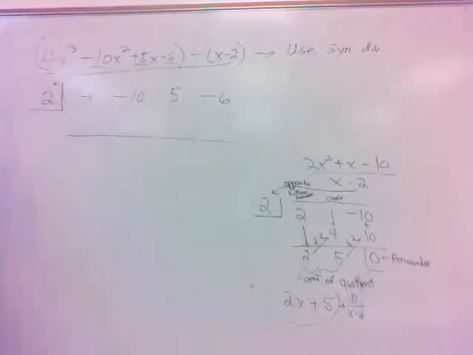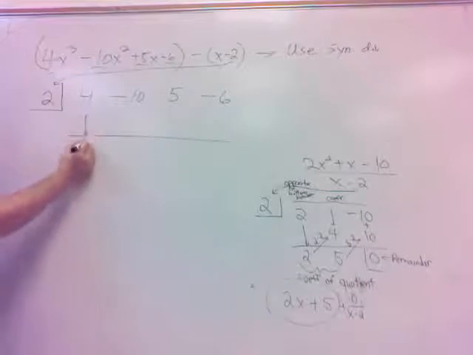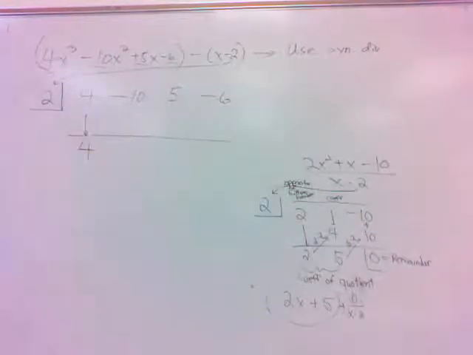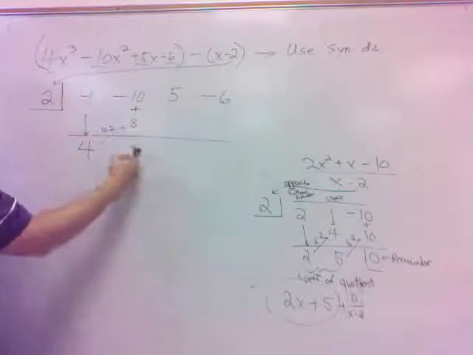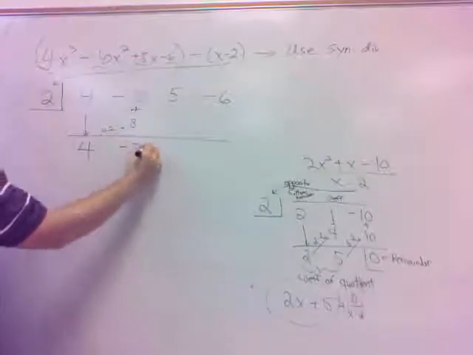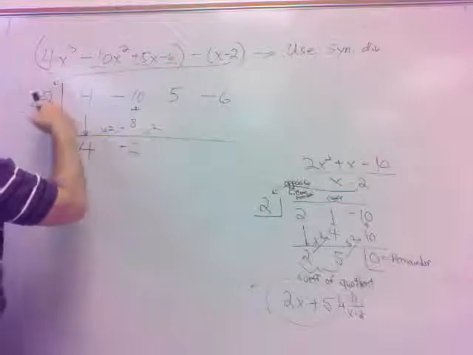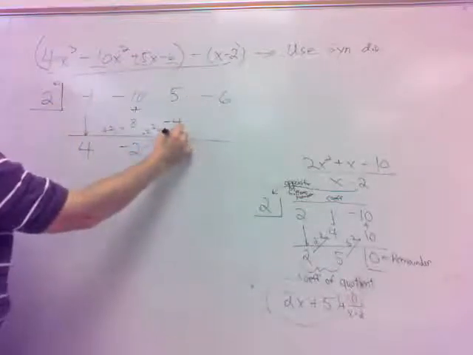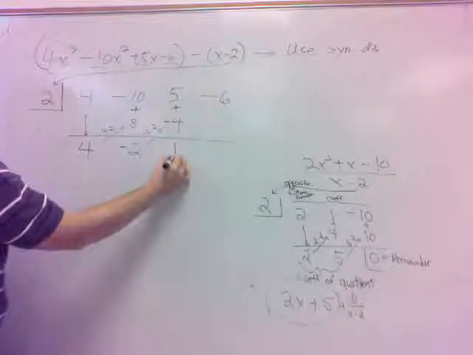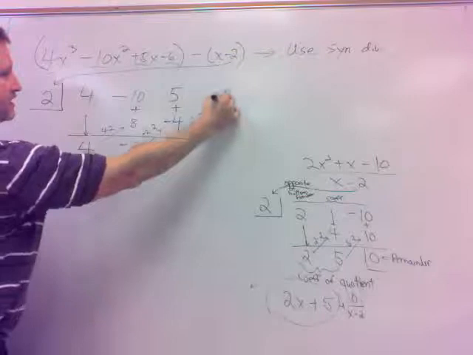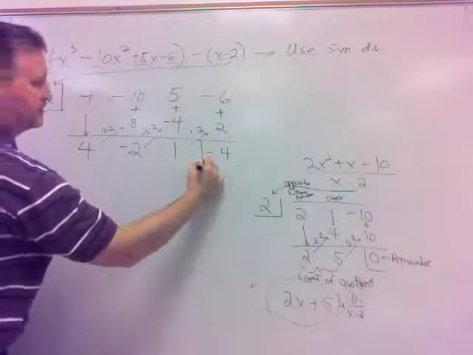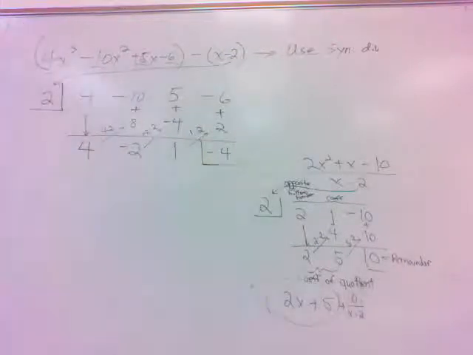Skip a row and then draw a line. And to get it started, this number just comes below the line. Just comes down. And then you just multiply diagonal here. 4 times 2 gives me 8. And then add vertical, negative 10 plus 8 is negative 2. Then do it again. Take the negative 2 times the 2, the number in the box, that'll be negative 4. Add the 5 plus the negative 4, that's 1. 1 times 2 gives me 2. Add negative 6 plus 2 is negative 4. Bracket that one off because that is what? Remainder.